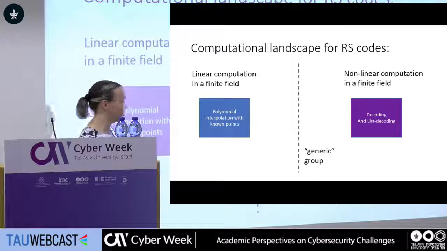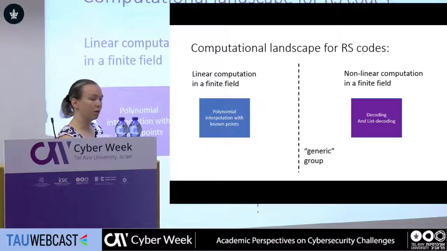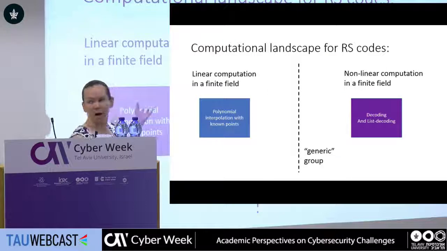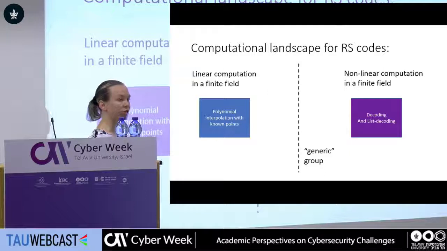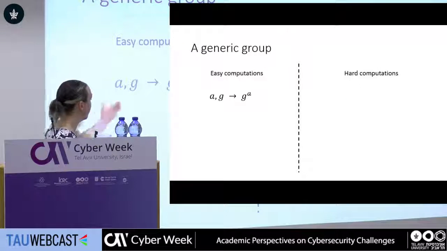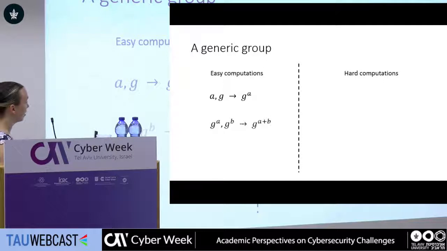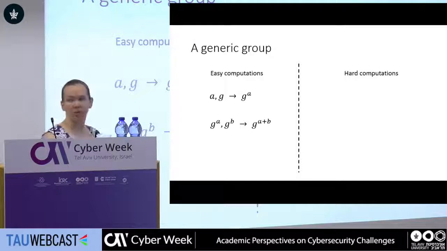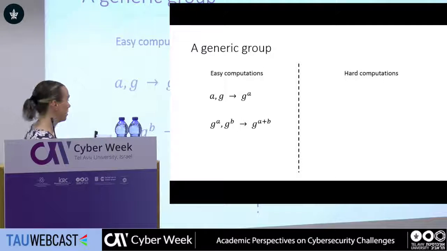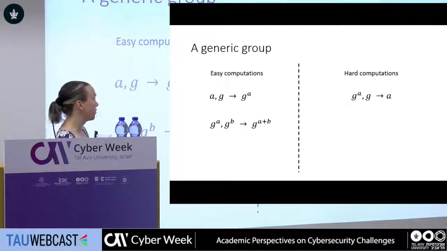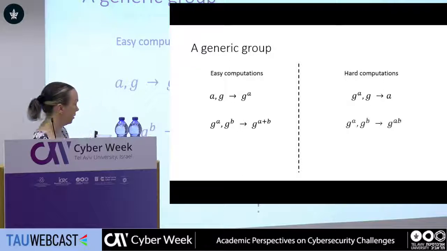Okay, so if you're familiar with discrete log-based cryptography systems, we often analyze them in this ideal world called the generic group, which essentially draws exactly this line: in the exponent of a generic group, linear computation is allowed, nonlinear computation is not allowed. So what this means is that if we have some group generator g and some exponent a, taking g and raising it to the a-th power is going to be easy. Taking g to the a and g to the b and multiplying in the group, which means adding in the exponent, is also going to be easy. But finding the discrete log is something we're going to assume is hard in these kinds of groups.